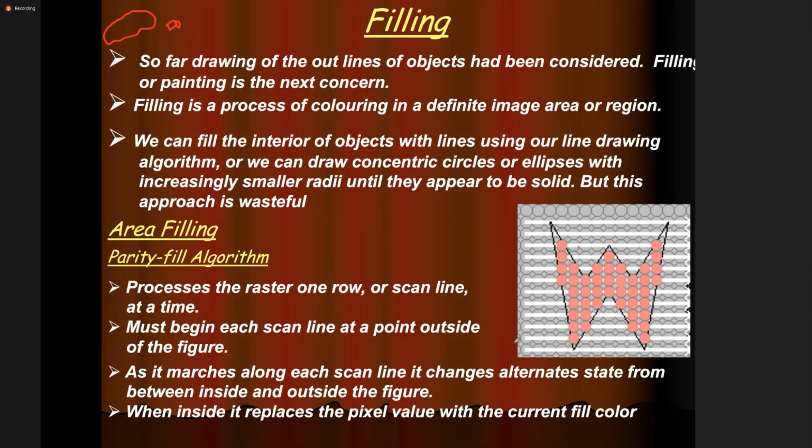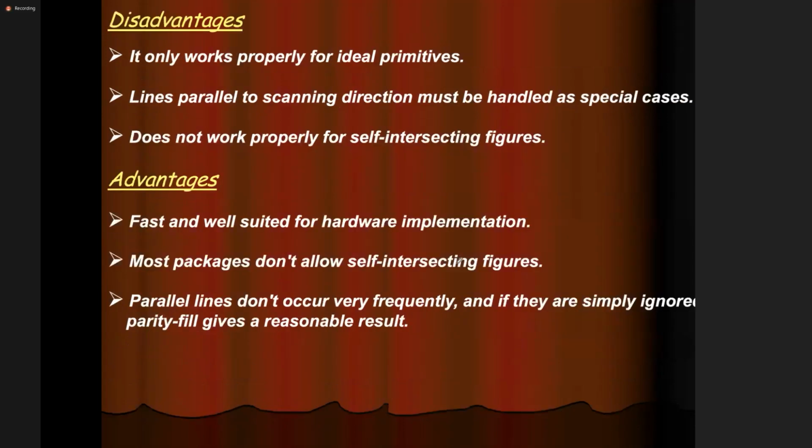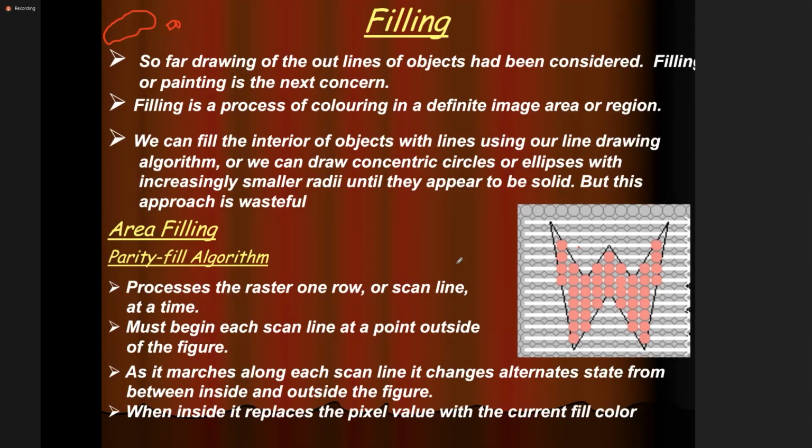So how are we going to decide by that algorithm whether it is inside or outside? Let's see how it works with the parity fill algorithm. The parity fill algorithm goes line by line. When you take one line, it will mark it as odd, even, and odd, even. One bar after the other, the odd and even will be marked. How is it marked? When this line goes across that particular boundary.